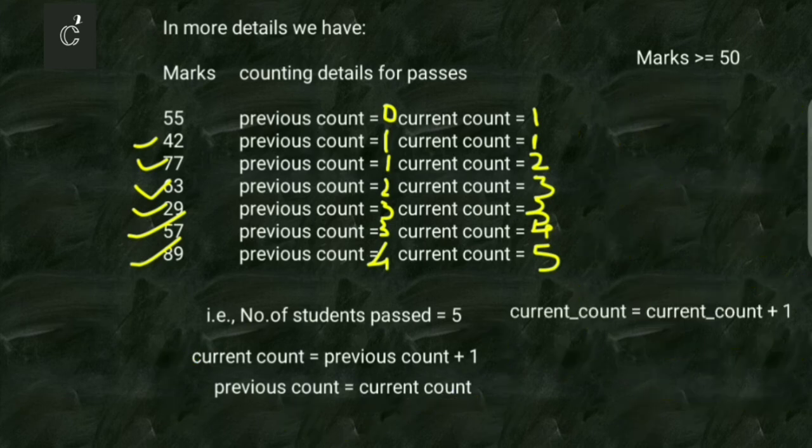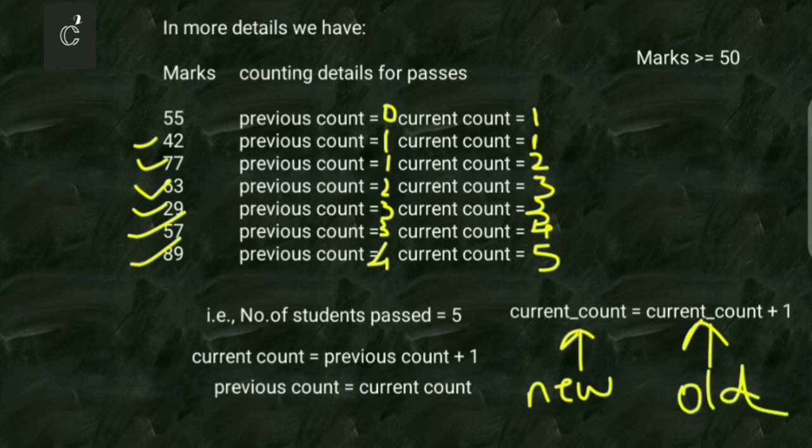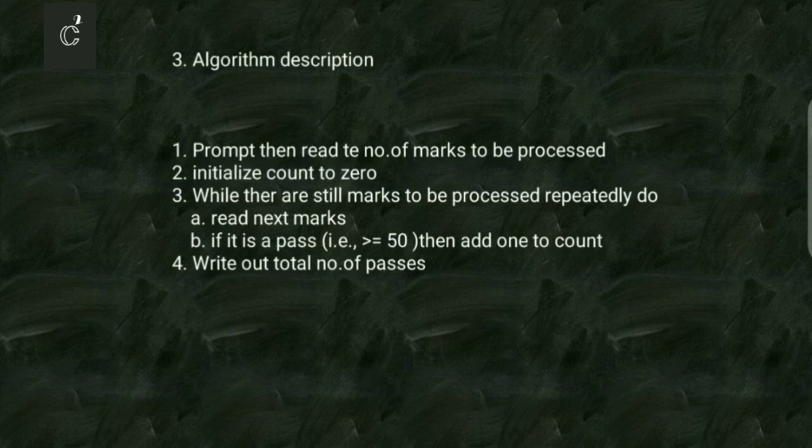Here the number of code lines is 2, so we can reduce it to 1: current count equals current count plus 1. The current count on the left is the new value, which will be updated once the calculation for the old current count is done. The old current count is incremented, so the new current count is updated. Instead of using these two lines, we can replace them with this new one.